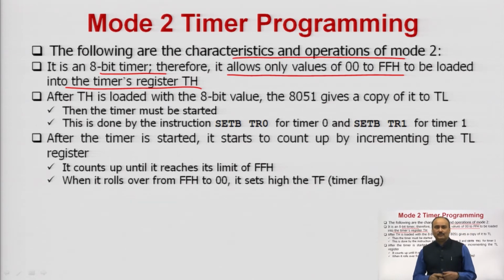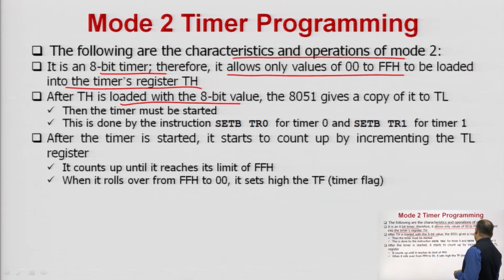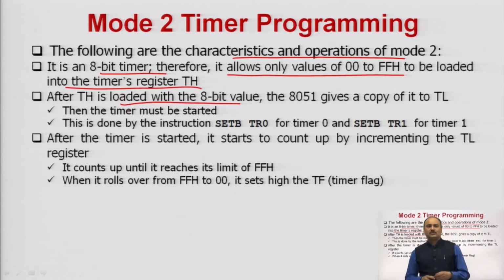So here in mode 2 we need to load the initial value, which is 00, and the final value is FF, because it is an 8-bit timer. After TH is loaded with the 8-bit value, the 8051 gives a copy of it to the TL register. Then the timer must be started with the help of the instruction SETB TR0 or TR1, depending on which timer we are using.